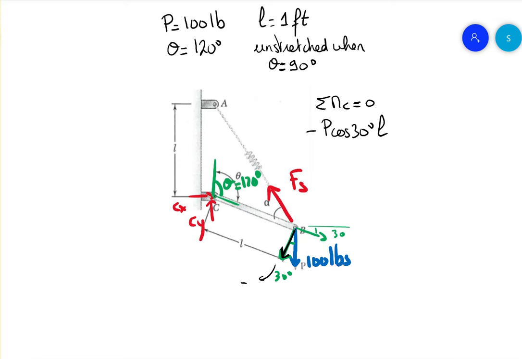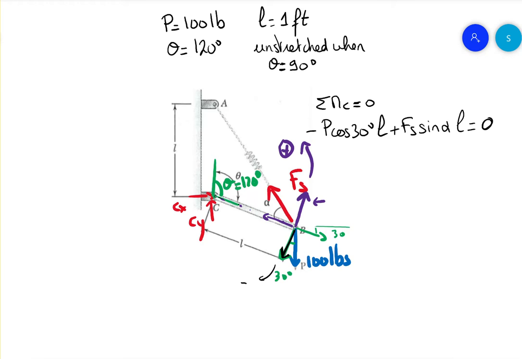And for Fs, the force of the spring, we should split it in two components, one perpendicular to the rod and one parallel to the rod. So the only component that creates a rotation about C, a positive rotation about C, is the vertical component. So that's plus the force of the spring sine alpha times the distance L, equal to 0.